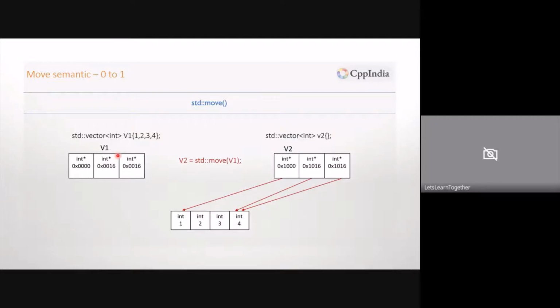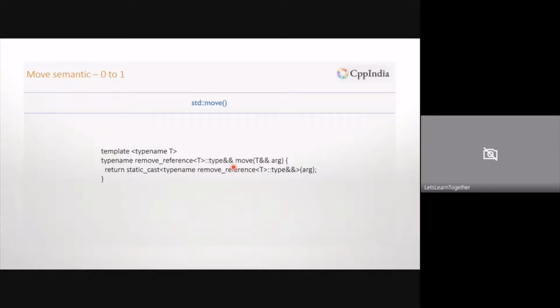So when we have something which we want to move, that we don't want v1 anymore and we want to move everything to v2, in that case we can use this std::move. So this is how std::move works, it will move all the memory to another one. But how exactly does this move work? So this is the semantic for the move statement.